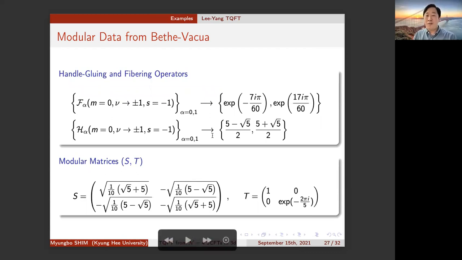And from these two vectors, we can fill the entries of the T-matrix. It is completely filled. And using this handle-gluing operator, we can fill the first row and first column. So this S11 component should be filled out.